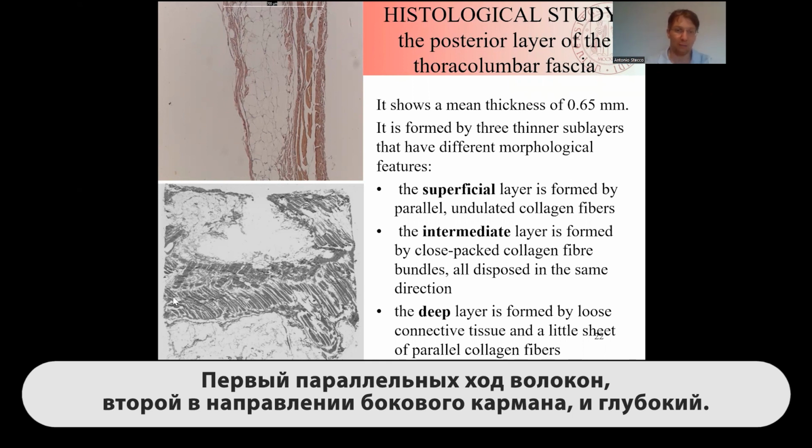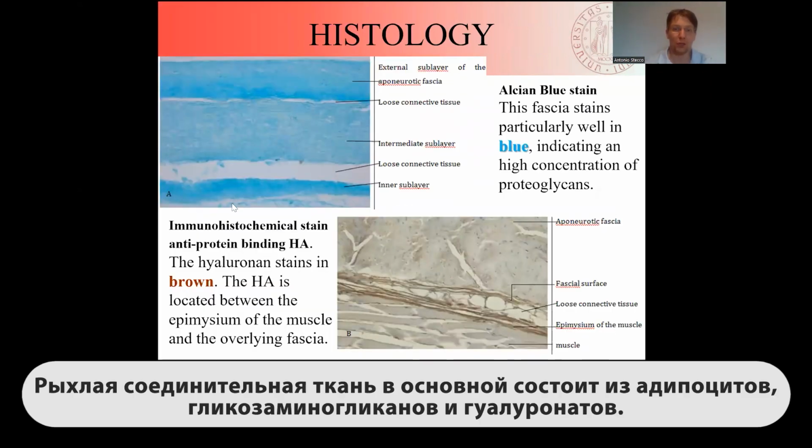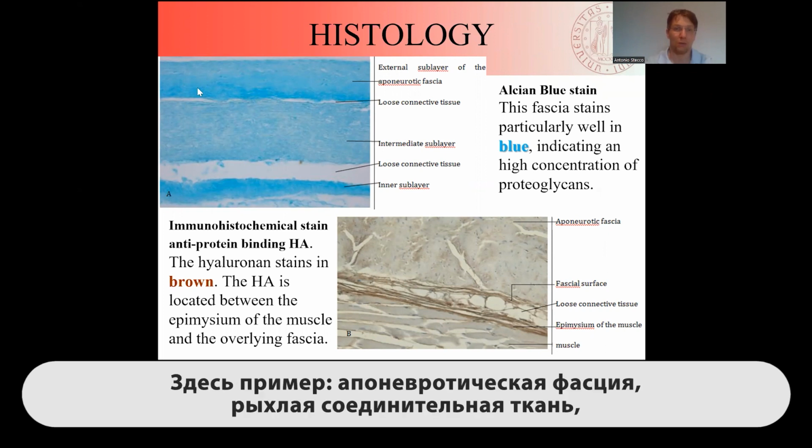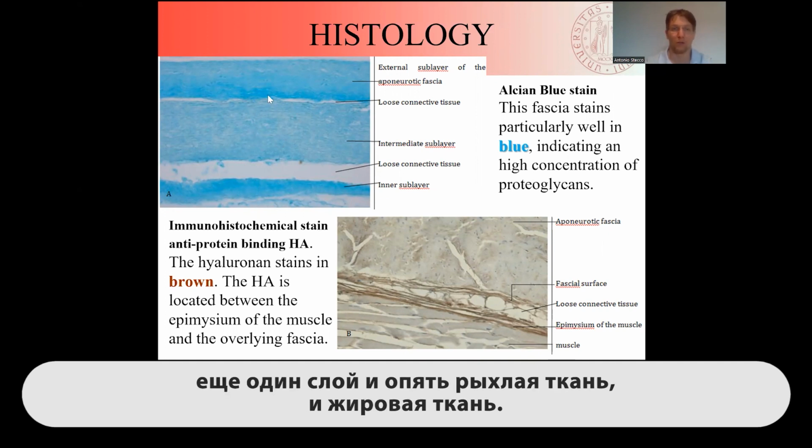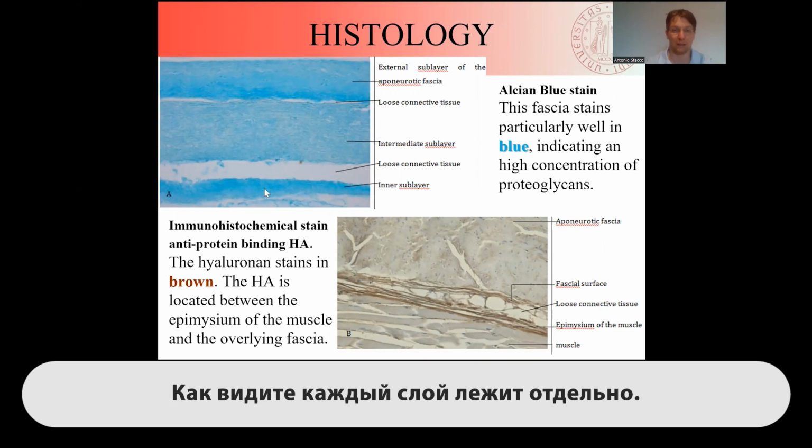Each layer is separated by loose connective tissue to allow an independence of the glide of each single layer. The loose connective tissue is mostly made of adipose cells, glycosaminoglycans, and hyaluronan. Here we see an example. This is a parotid fascia. Then we have loose connective tissue, then a second layer of deep fascia, loose connective tissue, another layer, and then loose connective tissue, adipose cells, the other structures. So you can clearly see how each layer is independent.